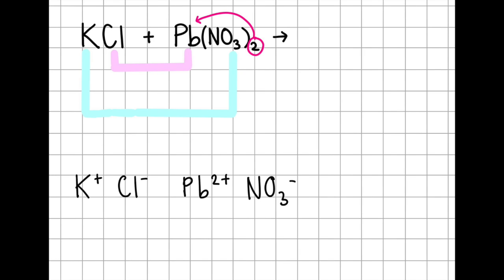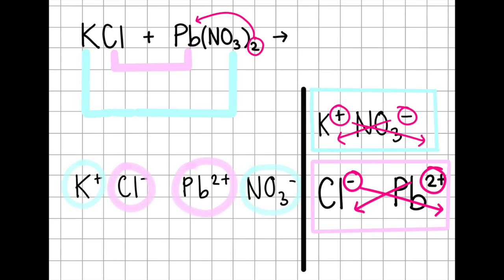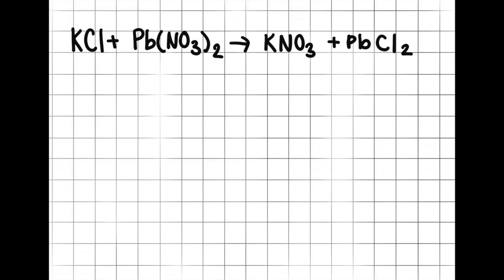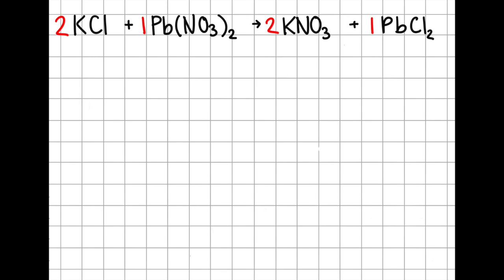Now that we have established the charges of the ions, let's put together the products. We will gather the potassium and nitrate. The charges will swap across, forming potassium nitrate, and the chlorine and lead will come together, forming lead chloride. The next step is to balance the equation. The new chemical equation would be 2 KCl plus 1 Pb(NO3)2 yields 2 KNO3 plus 1 PbCl2. The next step is to assign the states of matter.